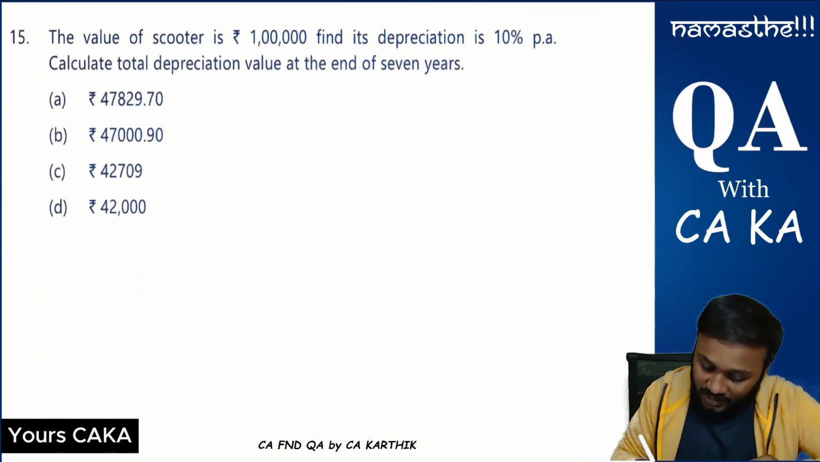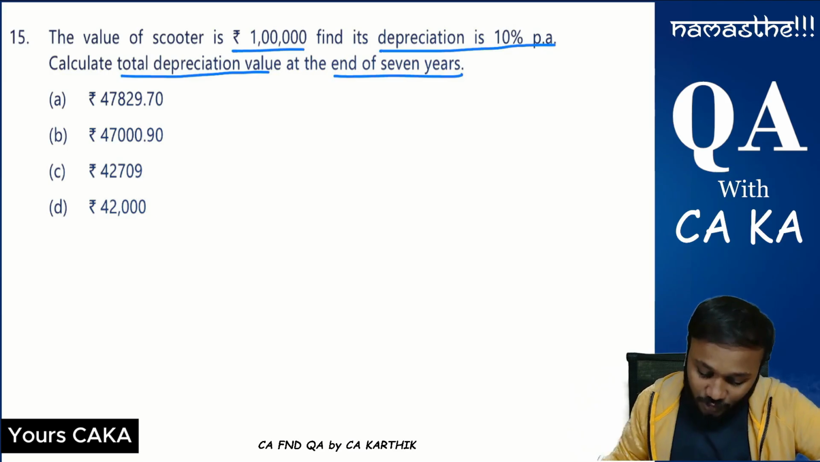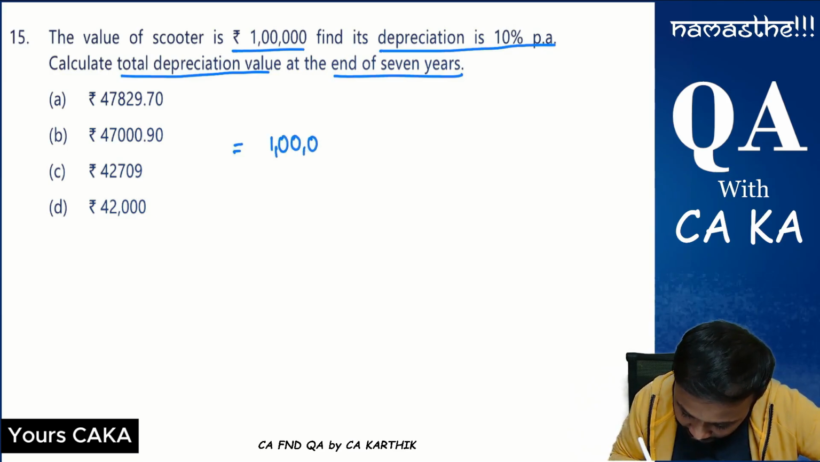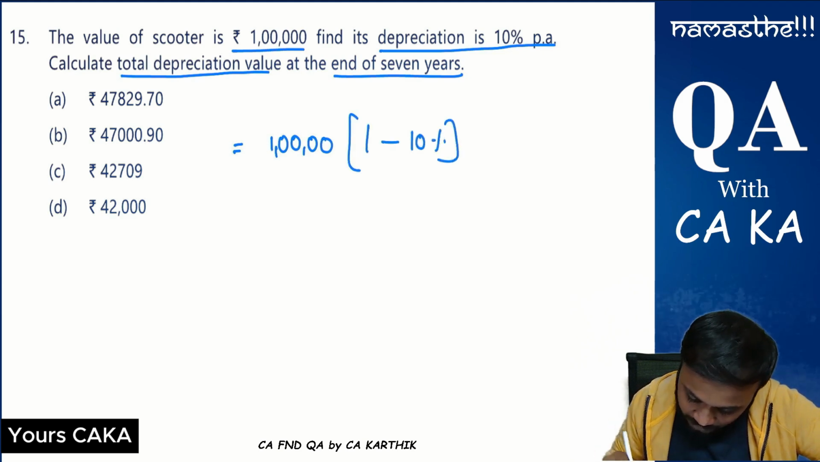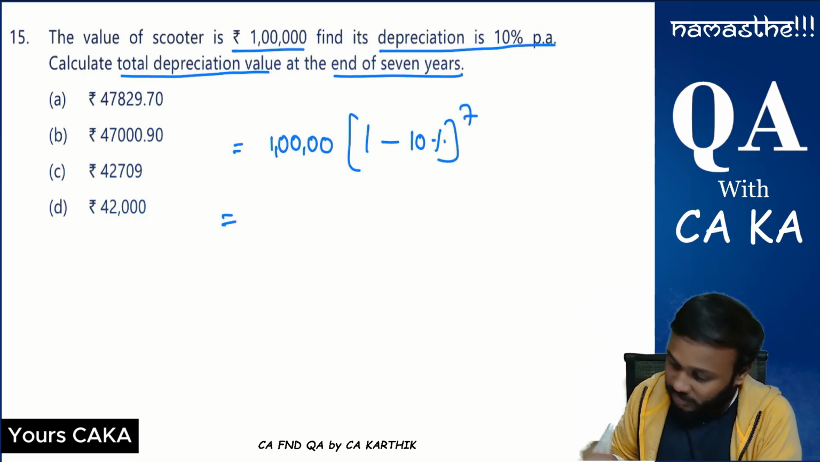The value of the scooter is rupees 1 lakh. Its depreciation is 10% per annum. Calculate the total depreciation value at the end of 7 years. They're asking you to calculate for 7 years. So what is the formula generally? The value of the asset into 1 minus rate of depreciation, whole to the power of number of years. So 1 minus 10%, do it in the calculator.